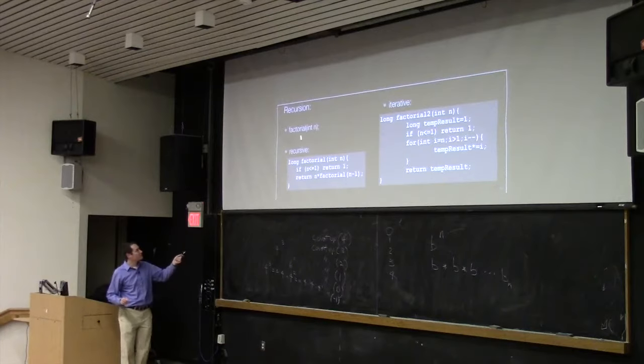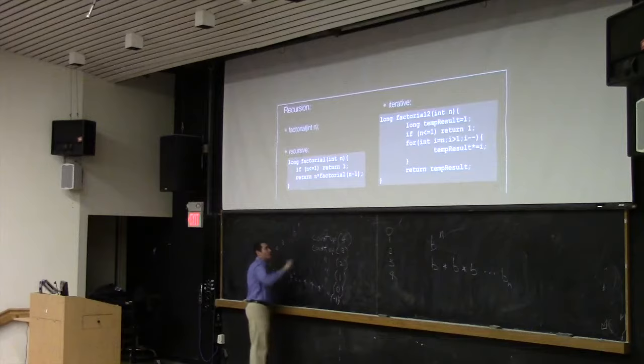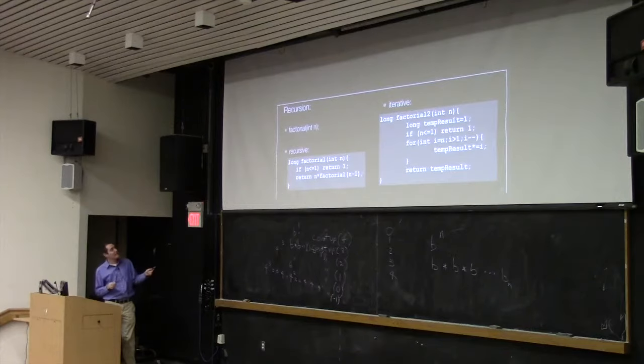So the factorial function, remember the factorial function, right? You've got b factorial is just b times b minus 1 times b minus 2, dot dot dot, down to 1, right? That's the factorial function. And in this case, recursively, pretty darn simple. Pass in a number. If it's less than or equal to 1, return 1. That 1 factorial is 1, right? Otherwise, you return the number times the factorial of the one below it.